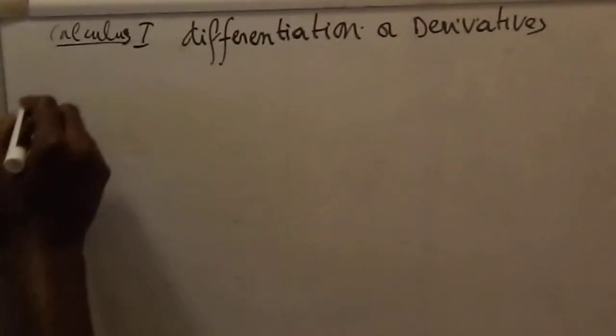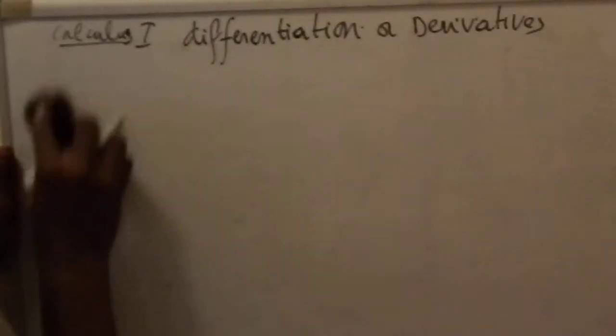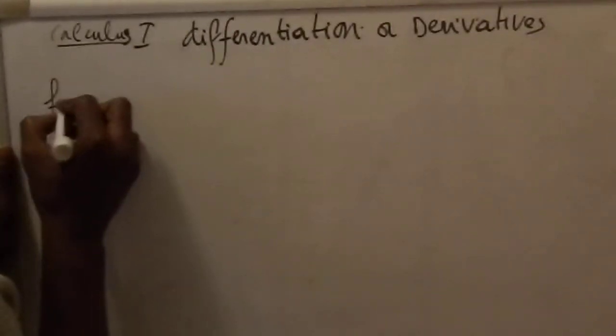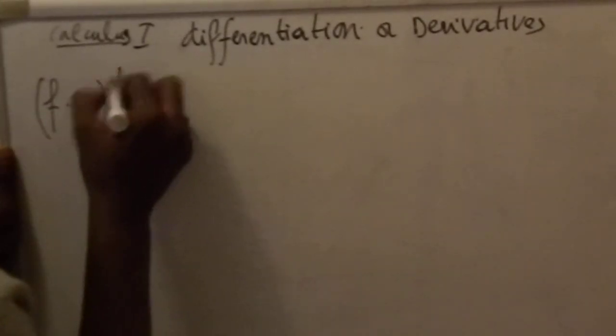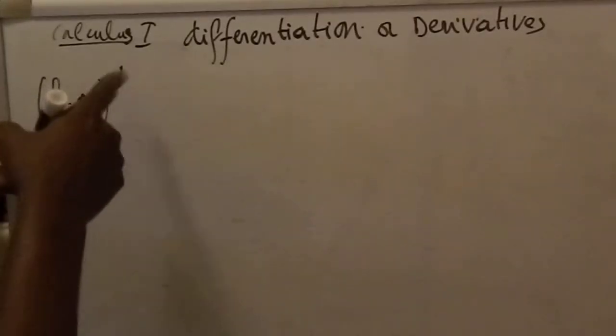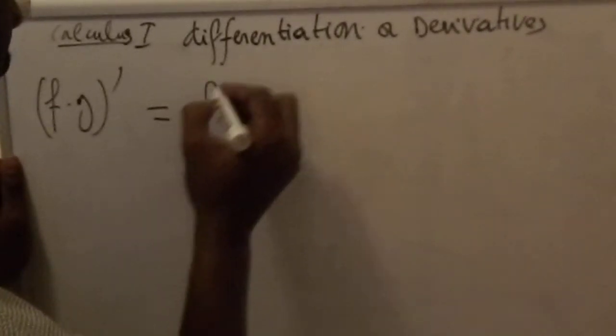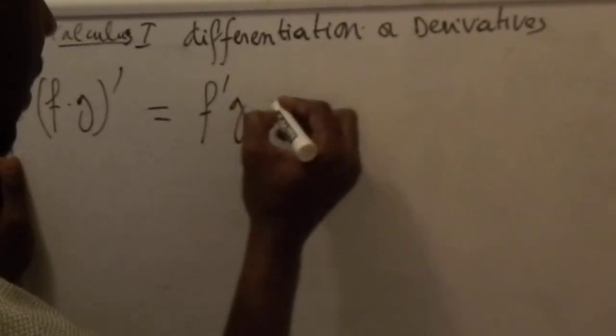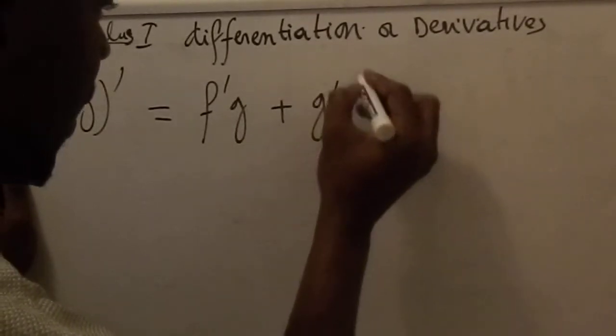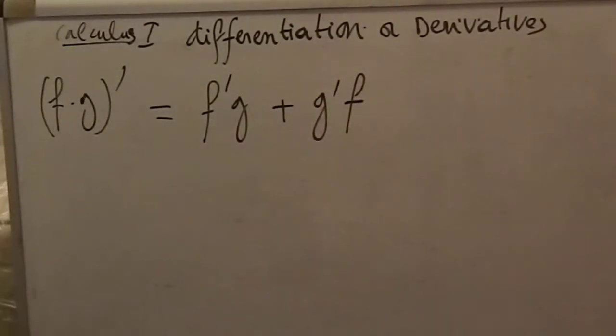First of all, I want to talk about the product rule. Whenever you have a function like this, f times g, and you want to take the derivative of that, it is the same thing as doing the product rule: f prime g plus g prime f. That's the first rule. Now let's do an example.